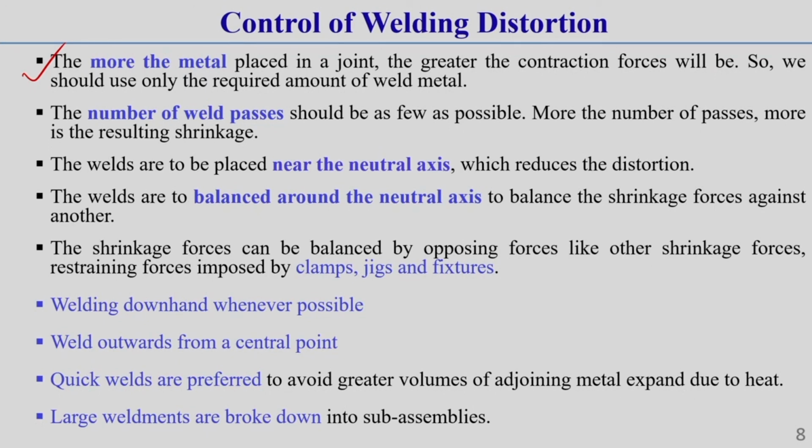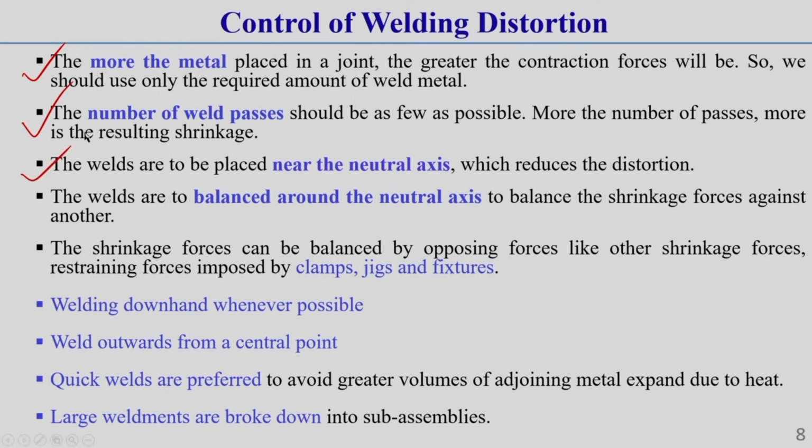strength. Okay. And another thing I have already told you, the number of weld passes should be as few as possible, because the more the number of passes, the more the heat, the more the resultant shrinkage. So due to this, there will be more distortion. And then the third point, I have also already explained, that the weld should be placed near the neutral axis, which reduces the distortion. This is also another problem.